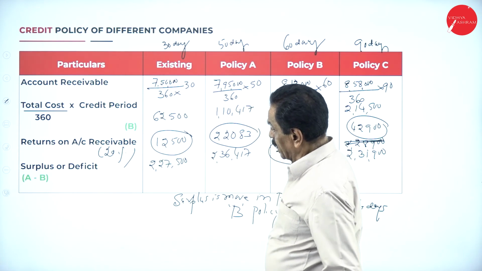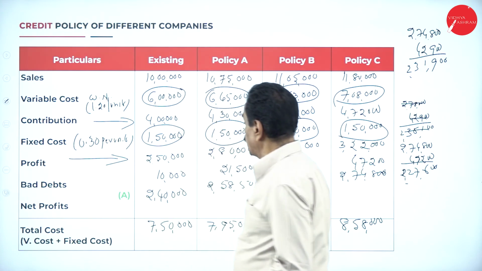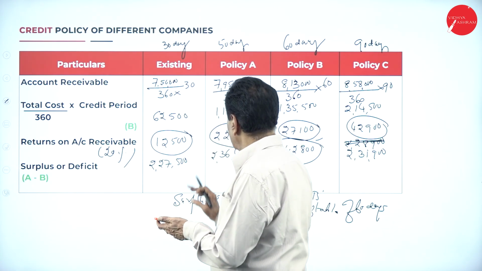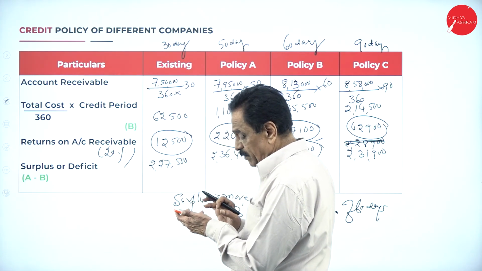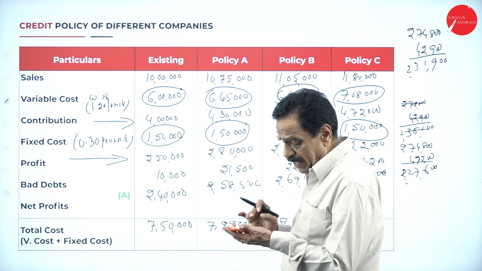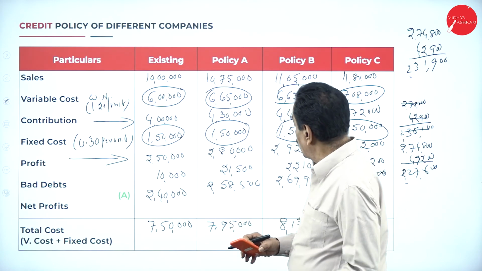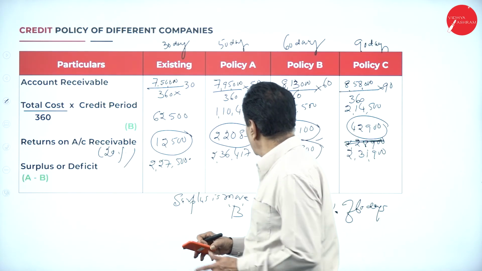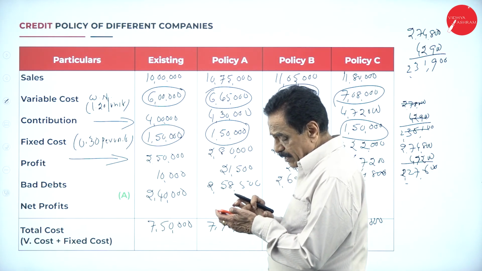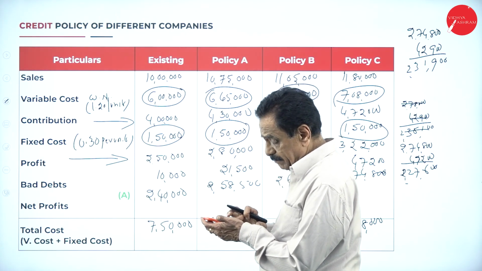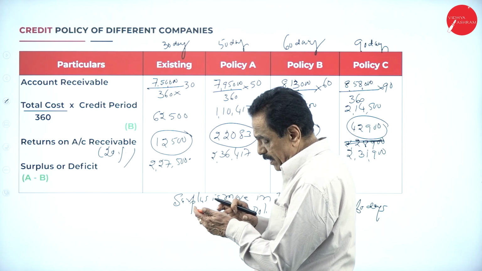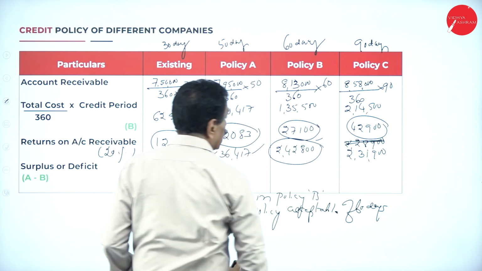But your net profit is more here, no? Your net profit is 2,40,000. Minus you are expecting only 12,500. 2,27,500 will come here. Check this once again. Then your net profit is 2,58,500. We are expecting 22,083. 2,58,500 minus 22,083 is 2,36,417. Correct.